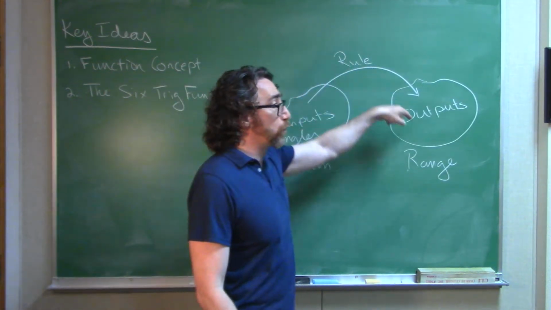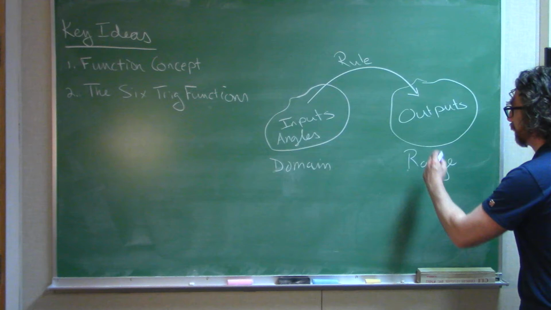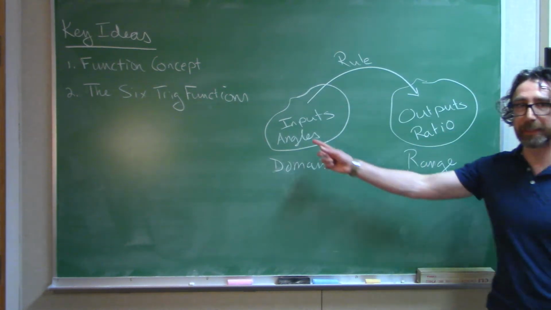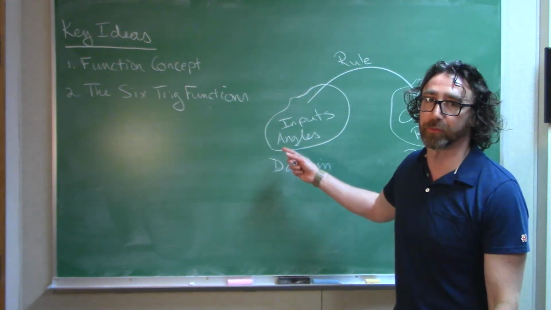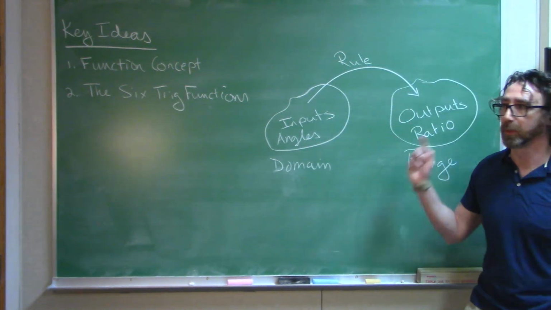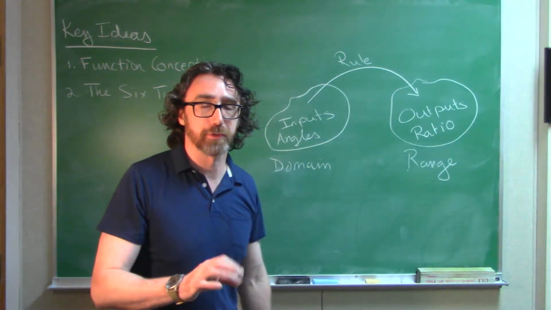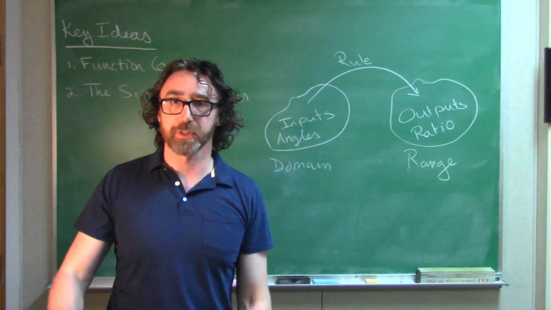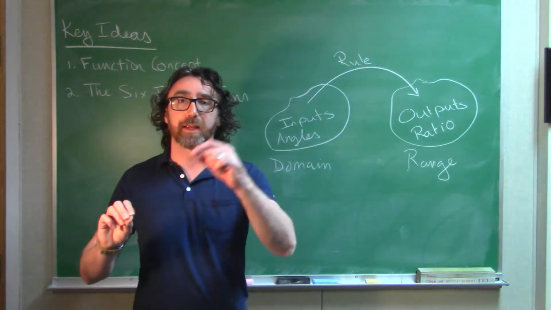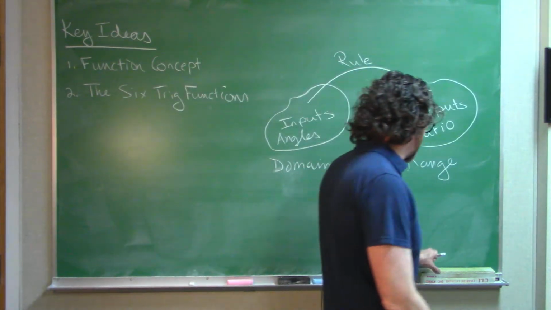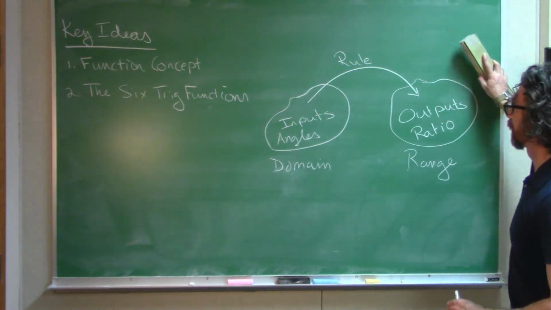And then we have a rule telling us how to come up with a ratio related to that angle. So every angle is going to be matched up with a ratio for each of the 6 trigonometric functions. So we're dealing with these trig functions. They take angles and they give us ratios. Now let me show you how those are constructed.